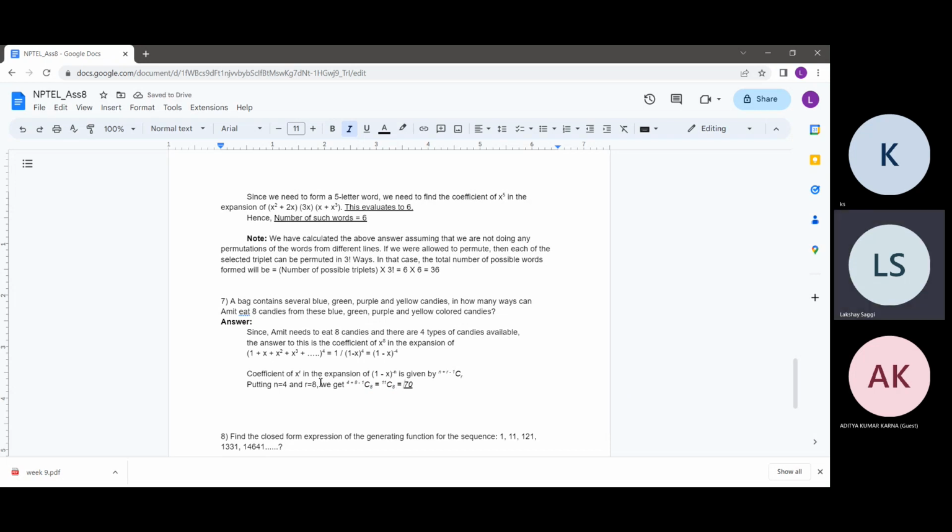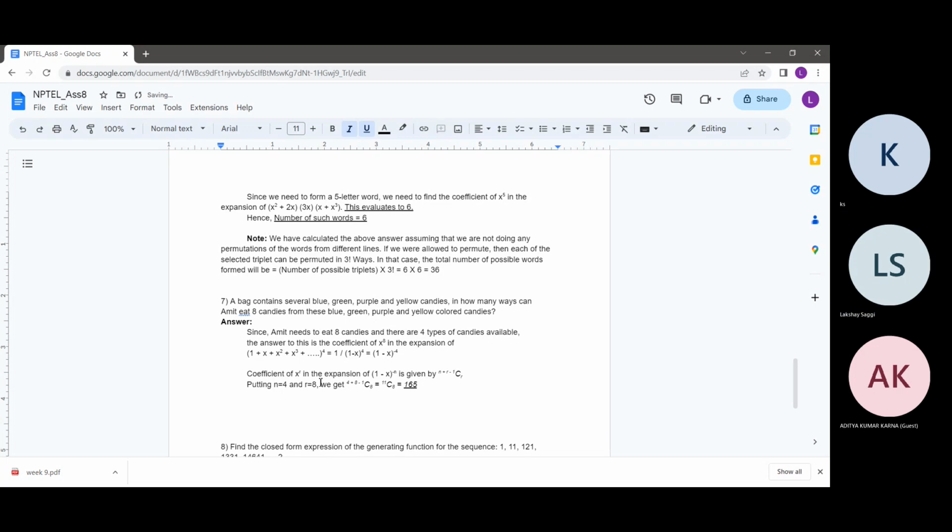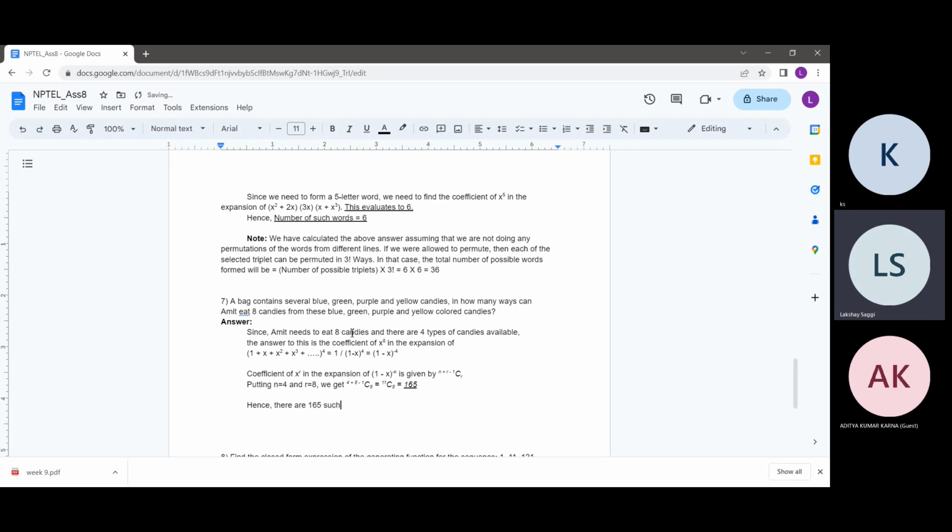So this will evaluate to 11 times 10 times 9 divided by 6. I haven't calculated its value, so let me just calculate it orally. 11 times 10 times 9 divided by 6. It will be 110 times 3 by 2. So it will be 55 times 3. So it will be 165. So this will be the correct answer, 165.